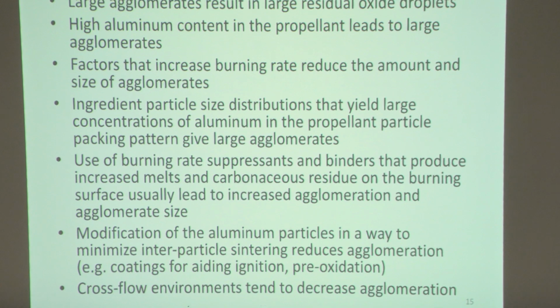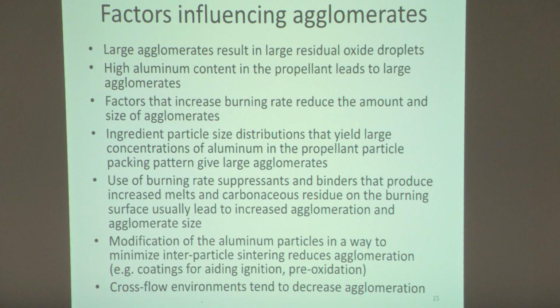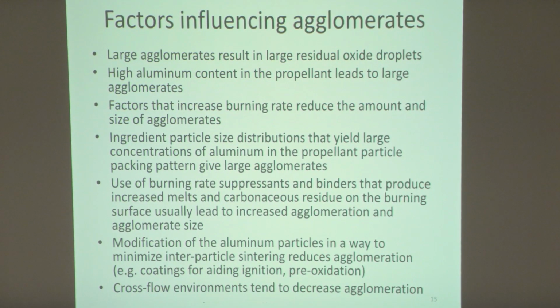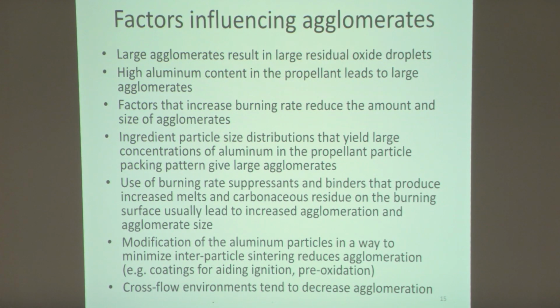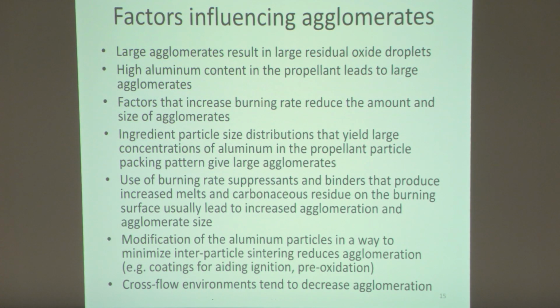So some factors influencing agglomerates. Large agglomerates result in large residual oxide droplets. High aluminum content in the propellant leads to large agglomerates. Factors that increase the burning rate reduce the amount and size of the agglomerates. Ingredient particle size distributions that yield large concentrations of aluminum in the propellant particle packing pattern give large agglomerates. Use of burning rate suppressants in binders that produce increased melts and carbonaceous residue on the burning surface usually leads to increased agglomeration and agglomerate size.